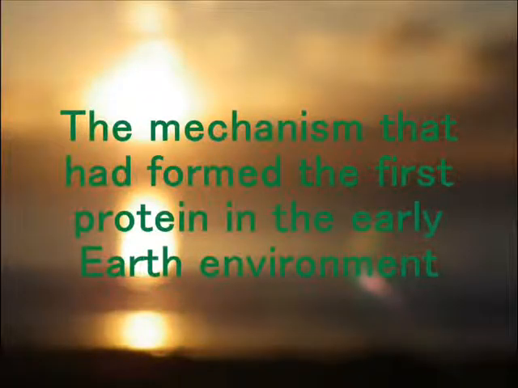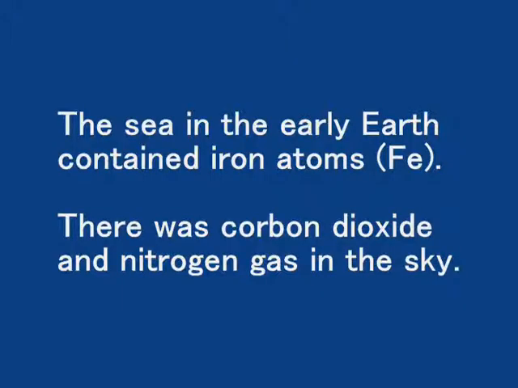The title of this video is The Mechanism That Had Formed the First Protein in the Early Earth Environment. The sea in the early Earth contained iron atoms. There was carbon dioxide and nitrogen gas in the sky.